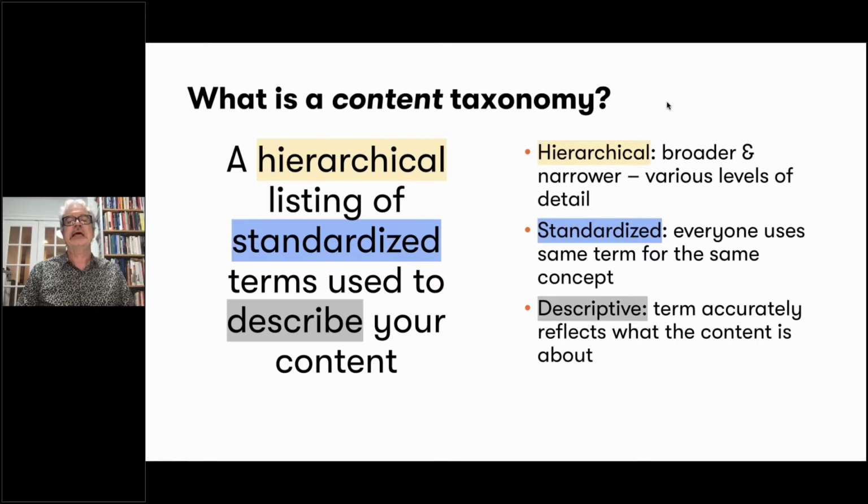We have a standardized terminology. So everyone is using the same terms to refer to what they're talking about. And these terms are descriptive. So what that means is that we want the terms to be very clear as to what they refer to. They should be self-describing. There shouldn't need to be a lot of explanation about what the term means. They're very, very clear. So 3 ideas here, and if we keep these 3 ideas in mind, we will actually be very far along with understanding what we need to do in creating and using a taxonomy.